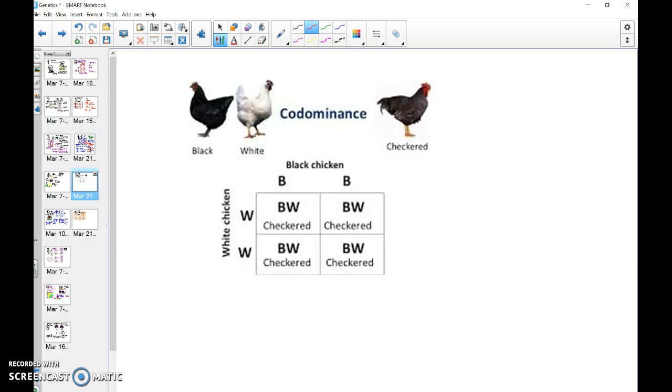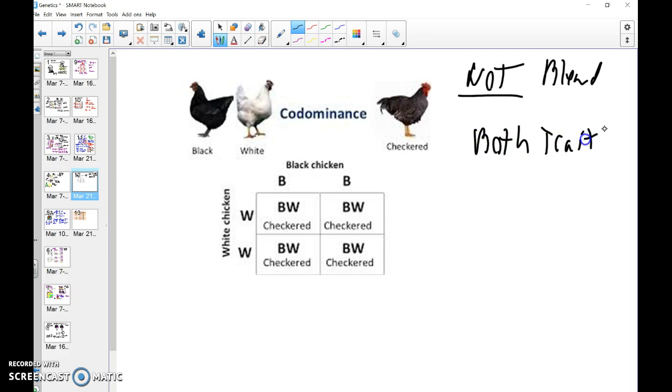The last example we want to talk about is something called codominance. Now, when it comes to codominance, please don't misunderstand. This is going to seem very similar to incomplete dominance. But codominance is not a blend. All right? It is not a blend of the traits. Instead, both traits are expressed fully.